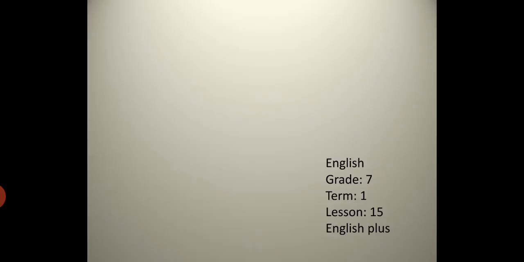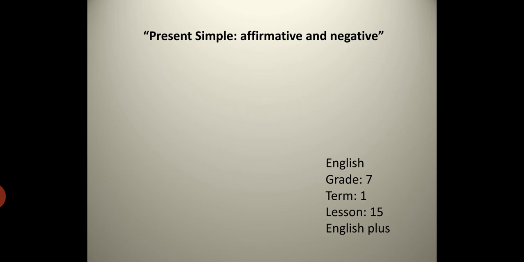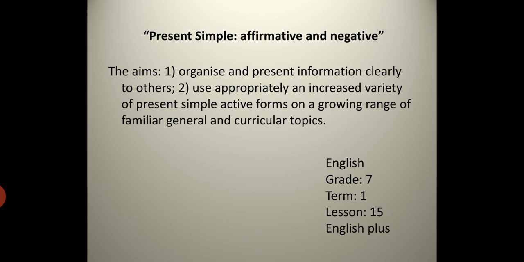Now let's start our lesson. The theme of our lesson is present simple, affirmative and negative. The aims of our lesson are: the first, organize and present information clearly to others. The second, use appropriately an increased variety of present simple active forms on a growing range of familiar general and curricular topics.